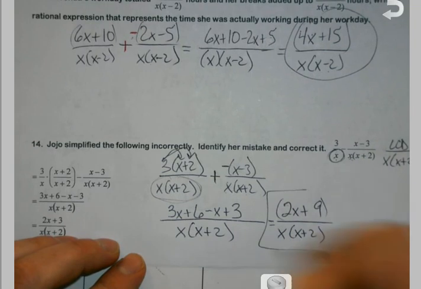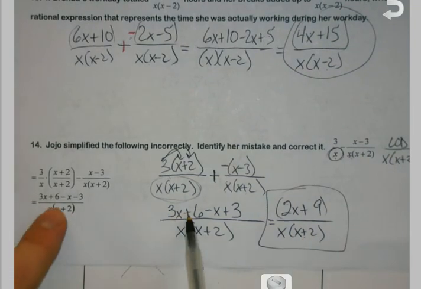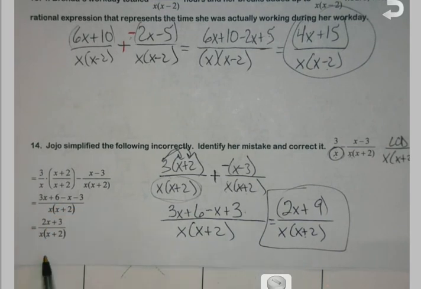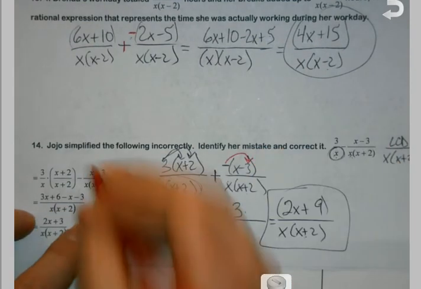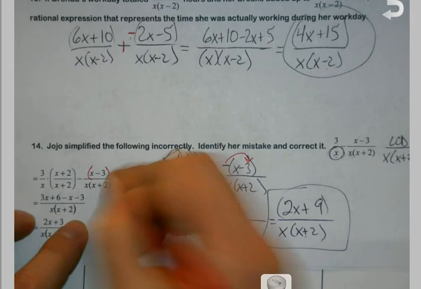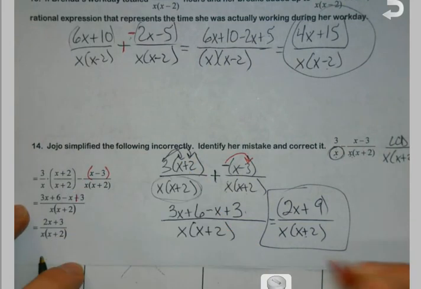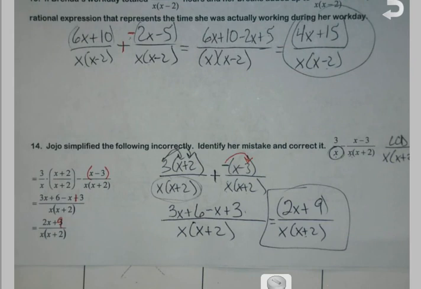Doesn't look like we're going to get anything to cancel. So I'm like, okay, now what happened differently? 3x plus 6 minus x, ooh, minus 3. It looks like Jojo, when the negative was going through, didn't think about it. Why? Because she wasn't, or he, I'm not sure, Jojo could be either, to put those parentheses in. Because if Jojo would have put the parentheses in, that would have been plus, and then that would have been 9. Okay. So that's a good way for me to do it. I could always go back, do it myself, and then see where Jojo's issue is and fix it.